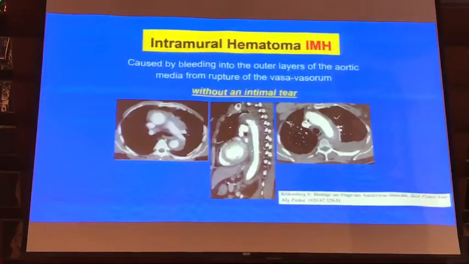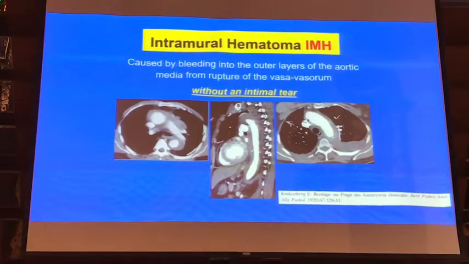Of all three conditions, intramural hematoma remains somewhat surrounded in mystery and poor understanding, as we discussed briefly yesterday morning. It is thought to be caused by hemorrhage into the outer layers of the aortic media from rupture of the intrinsic vasa vasorum that provide blood supply to the aortic wall, but without an intimal tear, which is thought to be the defining characteristic separating it from dissection.